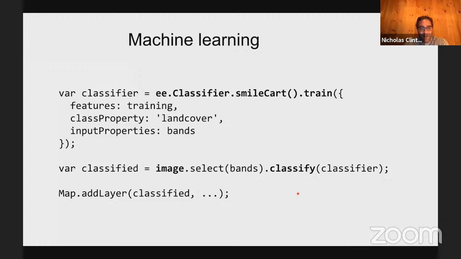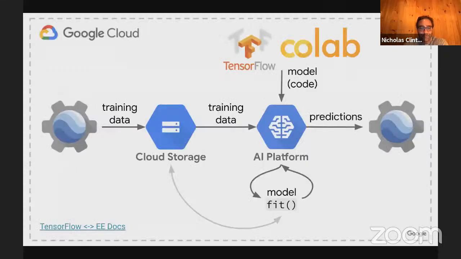So plenty of classifiers in the ee.classifier package. There are also clusterers in there. If you need unsupervised classification, see the ee.cluster package. But there's also more fancy stuff that you can do if you want to use deep learning with EarthEngine. So we support the TensorFlow library, and the way that works is you would develop your model using the TensorFlow library. You would host that model on AI Platform.